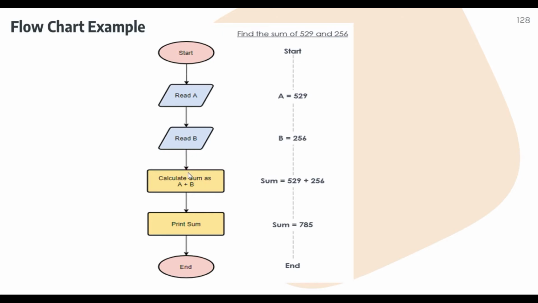And then the arrow comes, and now we are going to calculate sum as A plus B. So sum equals to the two values being added, that is 529 and 256. Then the process goes on to the next step, that is printing the sum. So sum equals 785 should be printed also. And at the end, the program ends and the flow is complete.